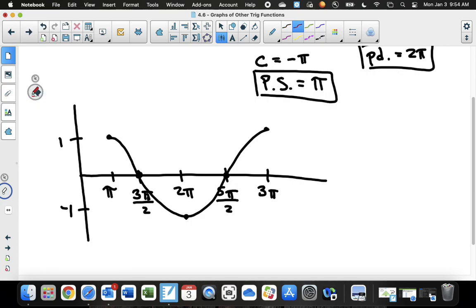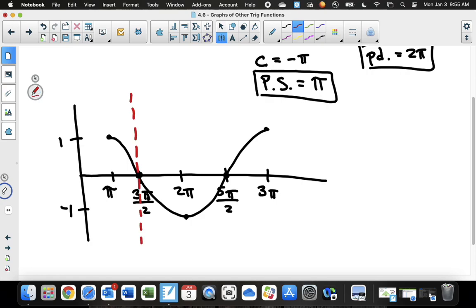Where do I have vertical asymptotes? 3 pi over 2. Yeah. And 5 pi over 2. Wherever the cosine would equal 0, which in this case is 3 pi over 2 and 5 pi over 2, you're going to have vertical asymptotes.